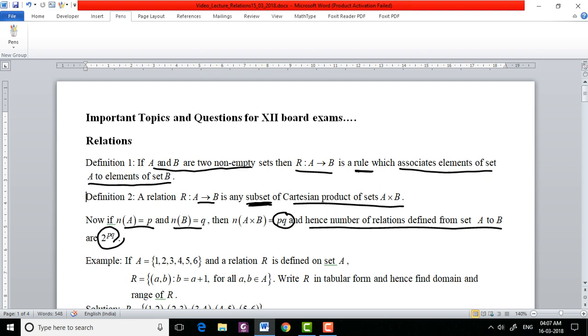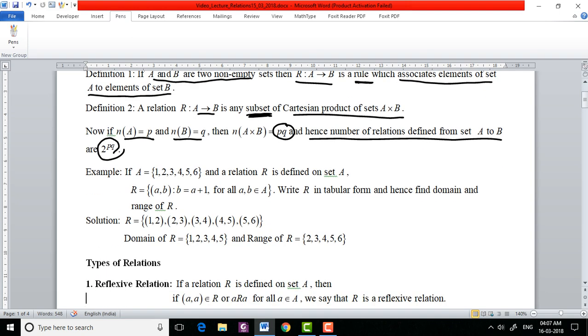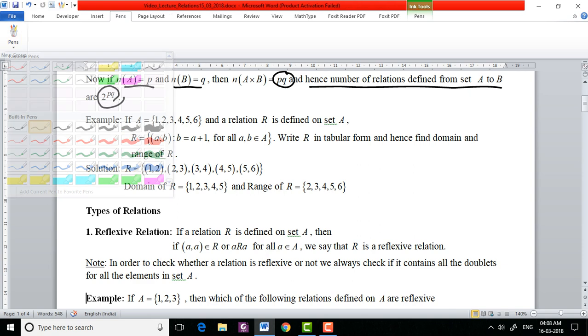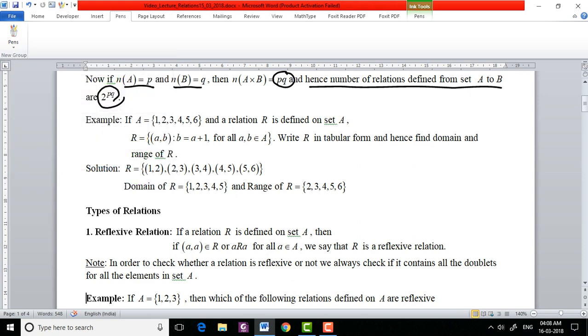Let us take an example. Suppose a set A contains the first 6 natural numbers, that is 1, 2, 3, 4, 5 and 6, and a relation R is defined on set A, by which we mean that we are defining the relation from set A to A itself by R equals {(a, b) such that b equals a plus 1, for all a and b belonging to set A}. Now write R in the tabular form and hence find the domain and range of the relation R.